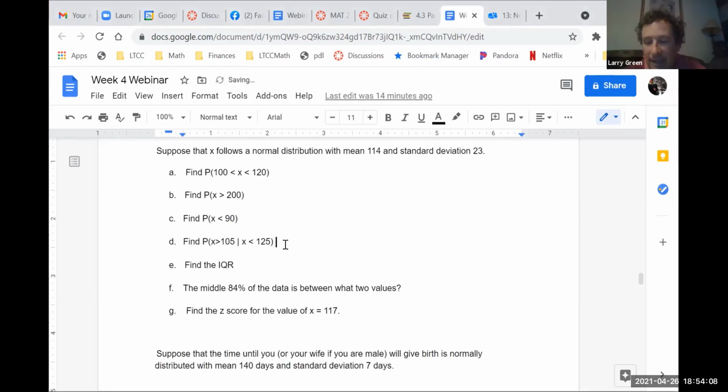To do that, I can use a given formula. That's the probability that both are true. If X is greater than 105 and X is less than 125, that means 105 is less than X is less than 125. For both of those to be true, it means it's between. And then we divide by the probability that X is less than 125. Any questions on that? Now that I have that, I can go to the calculator twice. Once for the numerator probability and once for the denominator probability.